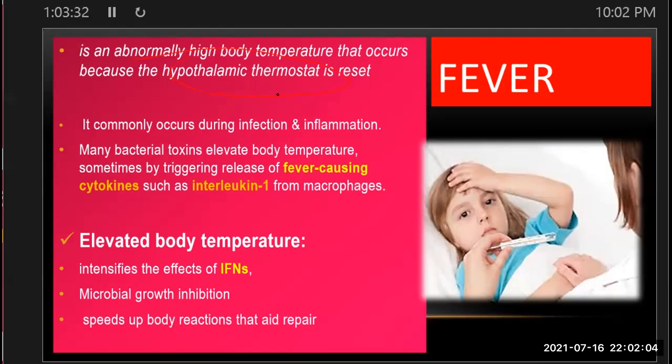Many bacterial toxins elevate body temperature, sadly, sometimes by triggering the release of fever-causing cytokines, again, IL-1. But it's not only IL-1, we have IL-1, 6, and the tumor necrosis factor TNF. See, we have interferons too.